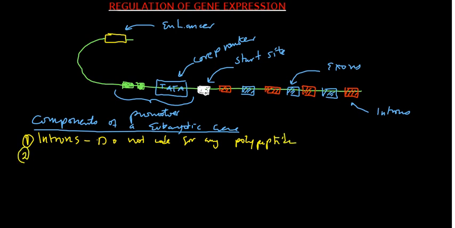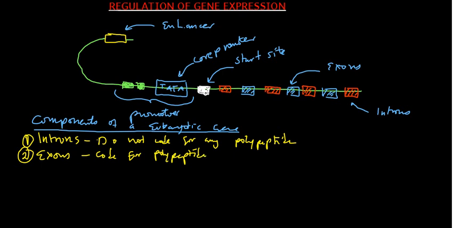And then the others we can see are exons. Exons are DNA sequences that encode for polypeptide. They code for a polypeptide. These are the ones which are going to be joined together after mRNA has been produced, and then they give us a polypeptide. And it is from there that we even get a protein.